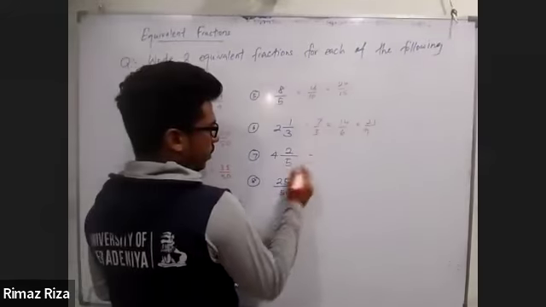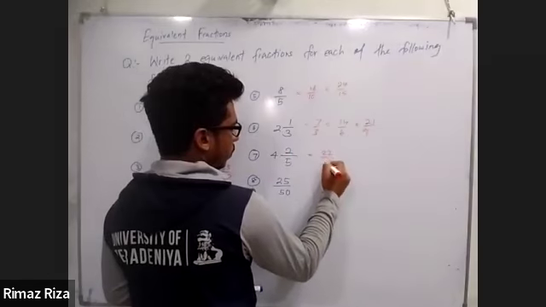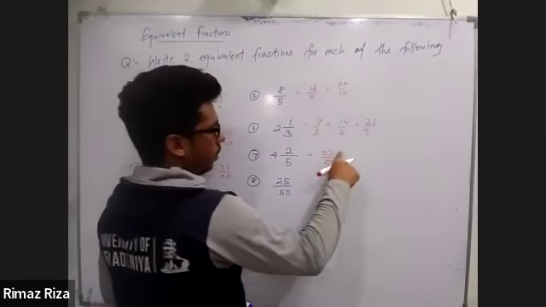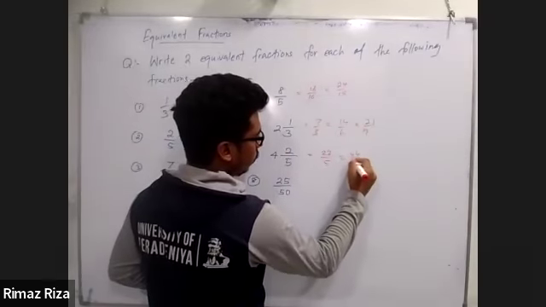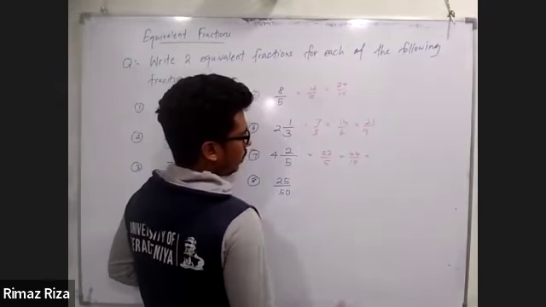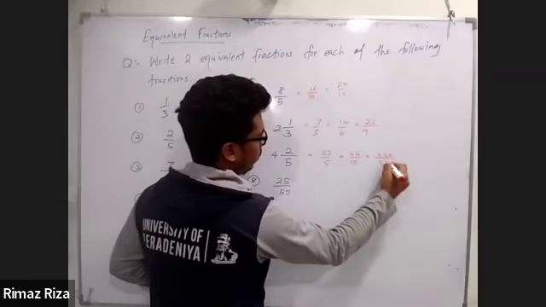Okay. So this was the same. 5 into 4, 20, 22/5. So I multiply by 2, 44/10. I can multiply by 10, 220/6.